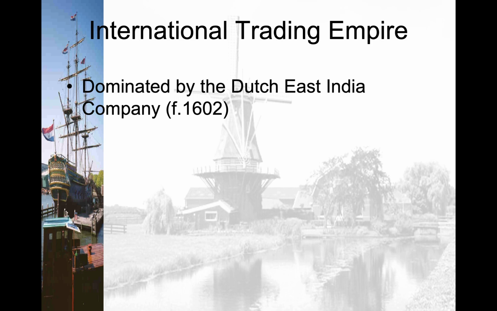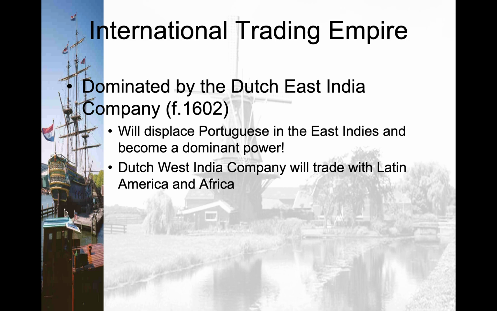Now, the institution that allowed them to do this was the Dutch East India Company, okay, founded in 1602. It's going to displace the Portuguese in the East Indies and become a dominant power within Southeast Asia. We're going to see the Dutch West India Company trading with Latin America and Africa, but these trading businesses are going to be super influential, super powerful, and help the Dutch gain a great deal of natural resources that they can trade, that they can make goods with, and is really going to be vital to this powerful economy that they're going to develop.